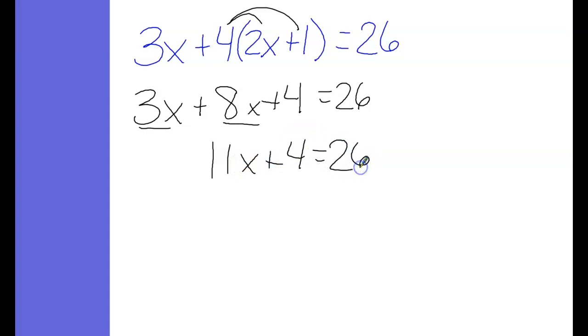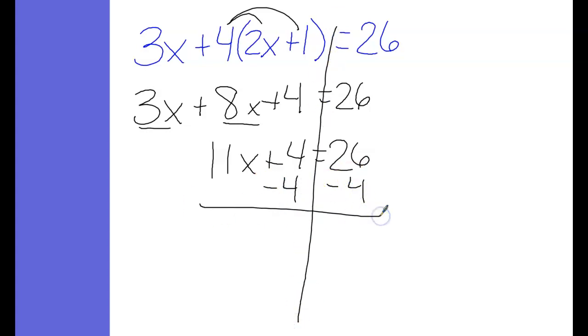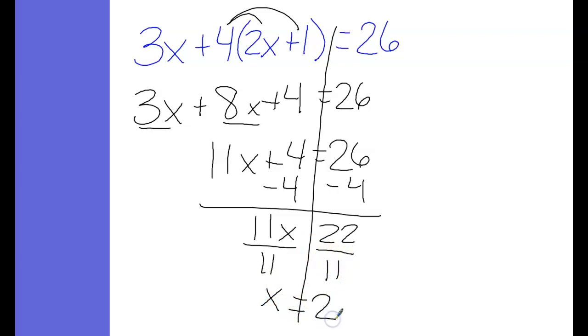What would I do next? Minus the 4. So 11x equals 22. So what do I do? Divide by 11. X equals 2.